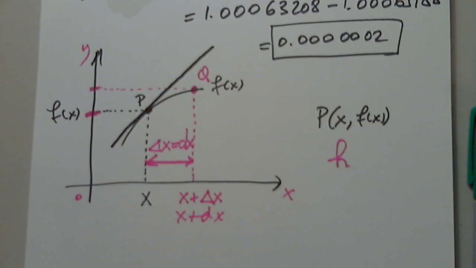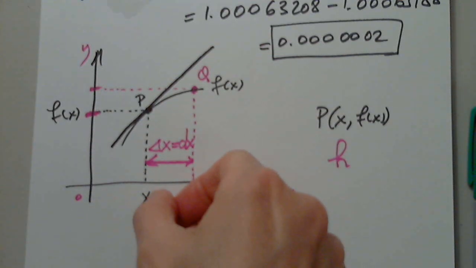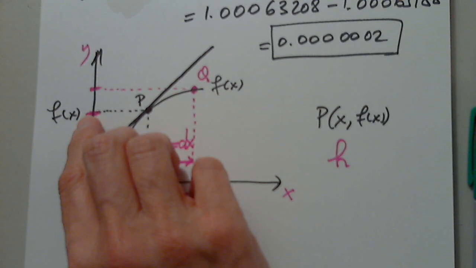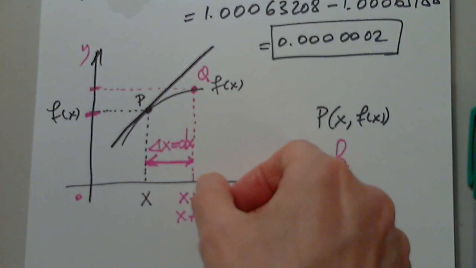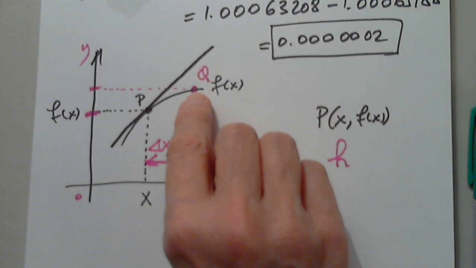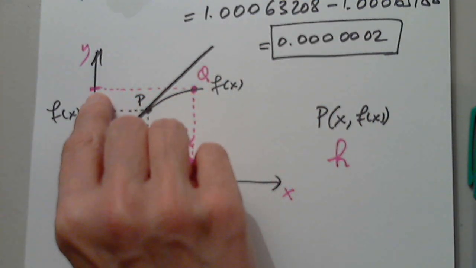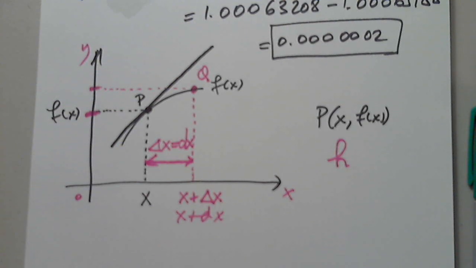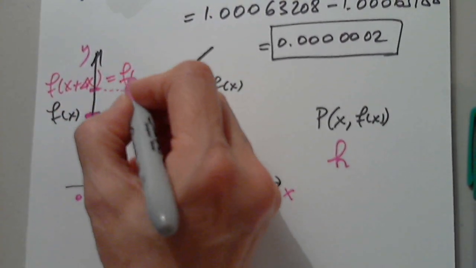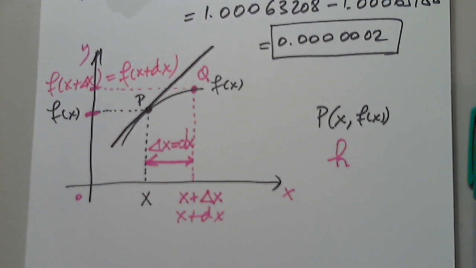A constant? Say it again. When I have x, I get f of x. If I have x plus delta x, what do I get? F of x plus delta x. That's it. So I get f of x plus delta x, or f of x plus dx. Thank you so much.